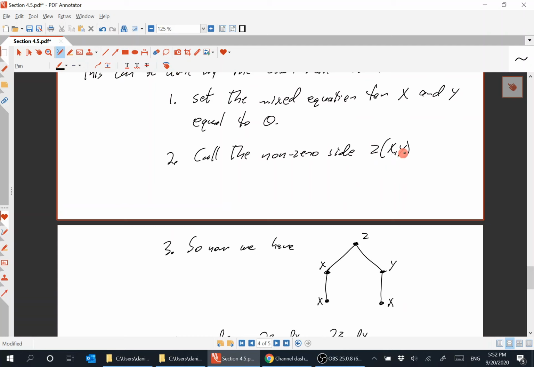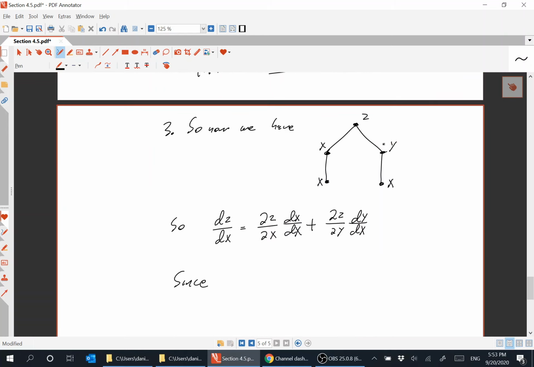Now z is a constant. You start with your mixed equation for x and y and set it equal to 0. Call that mixed non-zero side z, so z of x, y is equal to 0. Now you have z, which is 0, but just think of it as a function of x and y. x is a function of x, and y is implicitly a function of x. Since z of x, y is equal to 0, dz/dx is 0.